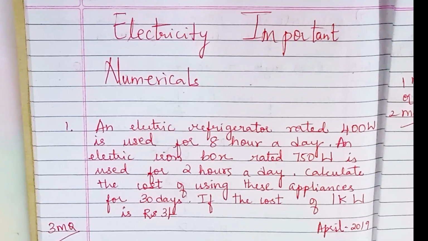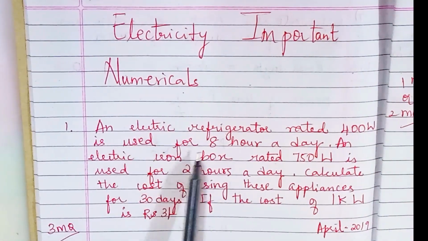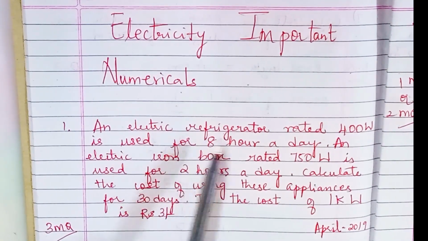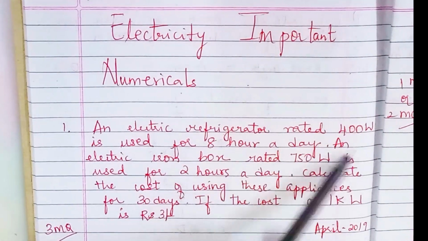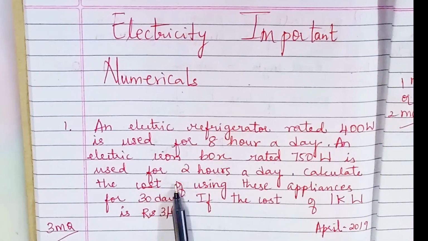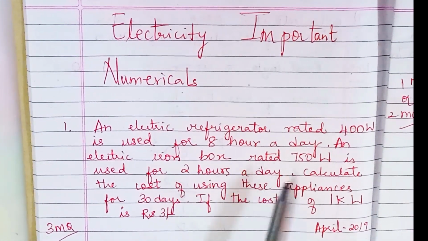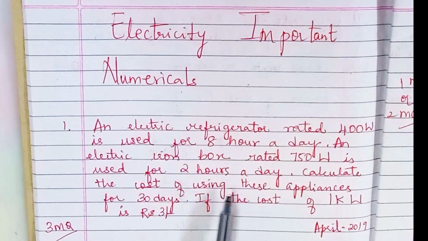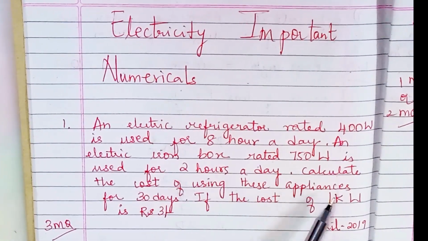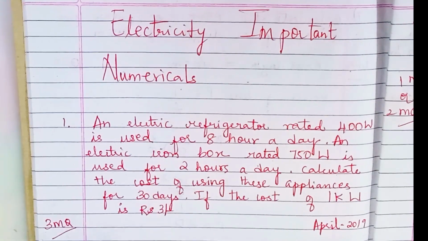So the question goes: an electric refrigerator rated 400 watt is used for 8 hours a day. An electric iron box rated 750 watt is used for 2 hours a day. Calculate the cost of using these appliances for 30 days if the cost of 1 kilowatt hour is rupees 3.